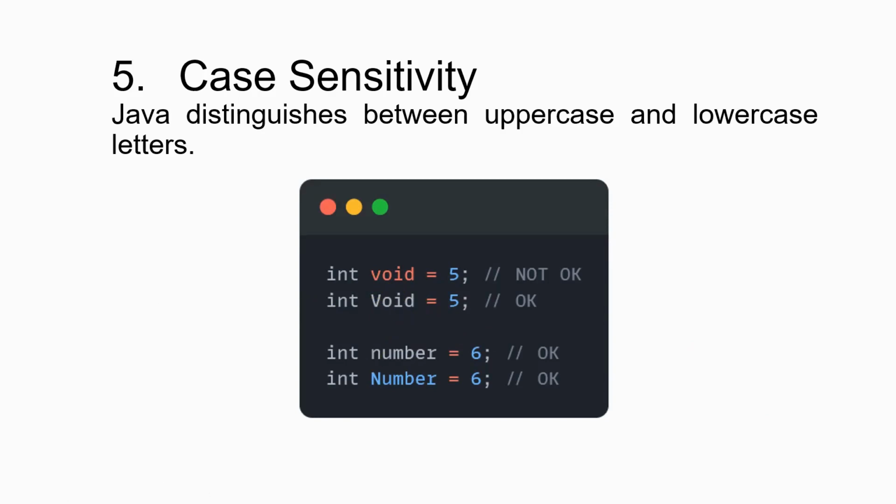Now if we look into another example here, integer number is equal to 6. This is totally fine. Integer Number equal to 6, the second one with a capital N, is fine as well. But you need to know that this variable with a small n and this variable with a capital N are treated as two different variables in Java, because again, Java is case sensitive.